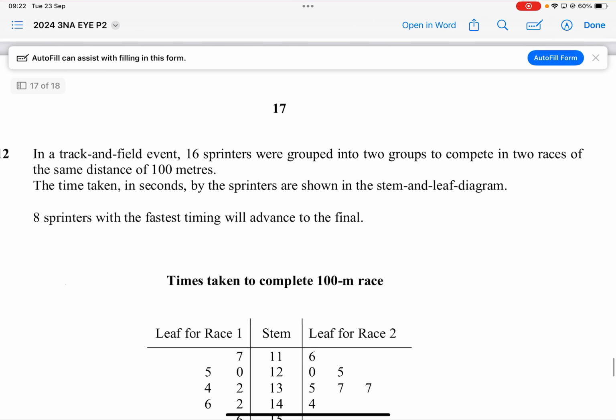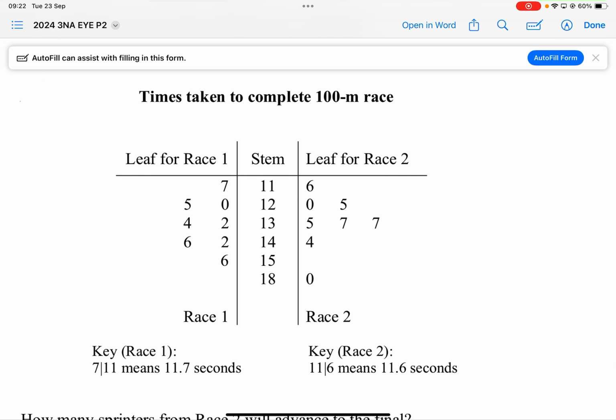The 8 sprinters with the fastest timing will advance. The eight fastest sprinters will advance. So 8 fastest means it doesn't matter whether you are in group 1 or group 2. As long as you are fast, you will advance. And fast means taking less time. Fast means you took less time. So we should be looking for the fastest, or the shortest, timings.